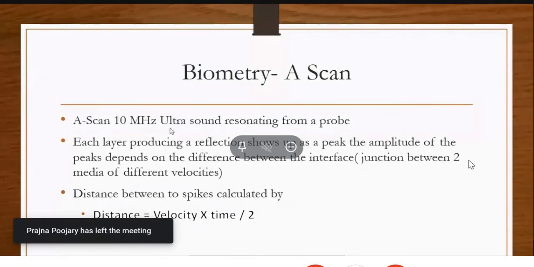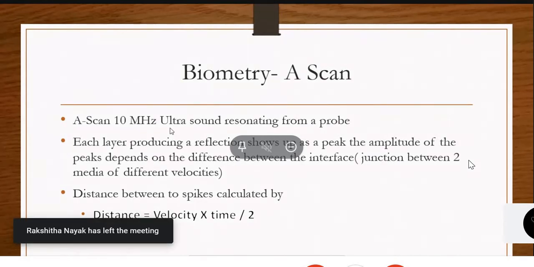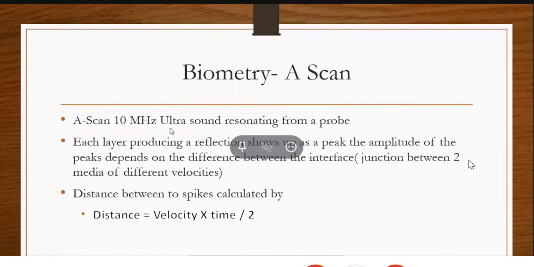cornea, then you end up with wrong values of the axial length, either overestimated or underestimated. So mostly here the axial length is measured by the basic distance formula, which is nothing but velocity into time divided by 2.